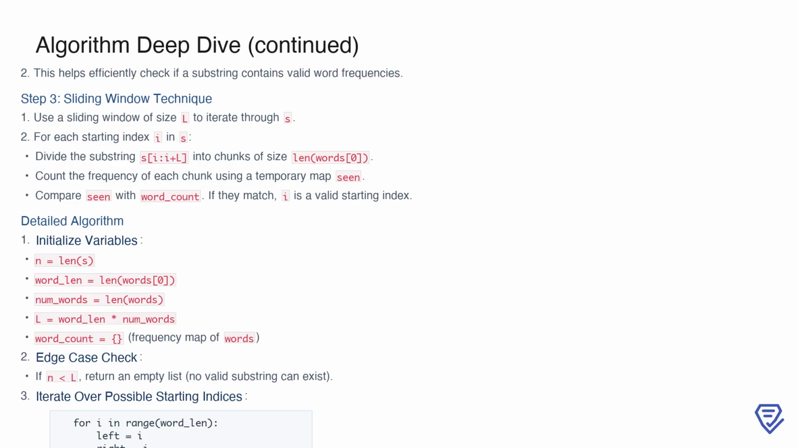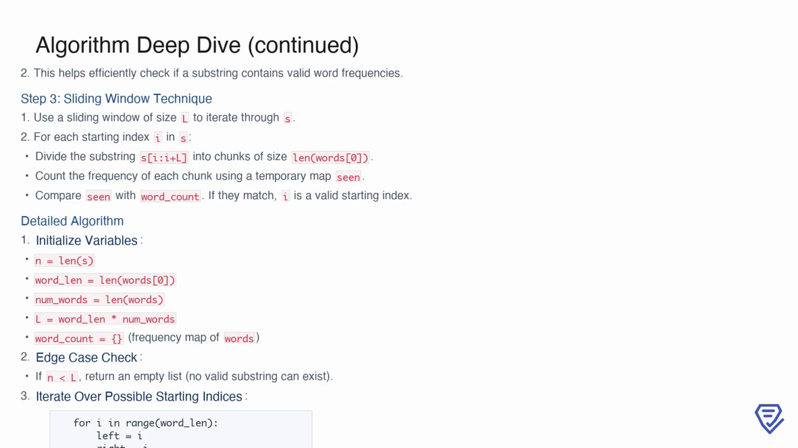To efficiently search for valid substrings in S, we use the sliding window technique. Here's how it works. We iterate through the string S using a sliding window of size L, which is the total concatenated length of the words. For every starting index i, we extract the substring S[i : i+L] and divide it into chunks of length equal to each word. Using a temporary dictionary seen, we count the frequency of these chunks and compare it with word_count. If the two maps match, we know this starting index forms a valid substring.